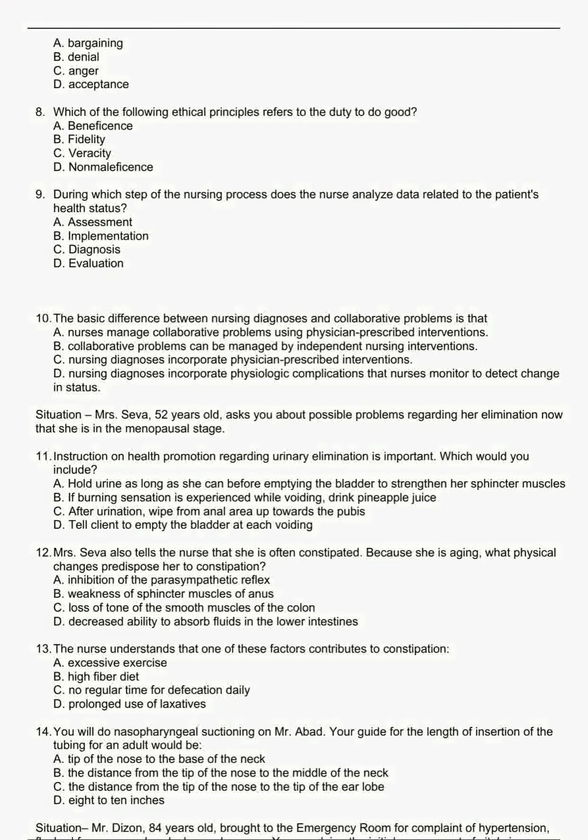14. You would do nasopharyngeal suctioning on Mr. Abad. Your guide for the length of insertion of the tubing for an adult would be: A. Tip of the nose to the base of the neck. B. The distance from the tip of the nose to the middle of the neck. C. The distance from the tip of the nose to the tip of the earlobe. D. 8 to 10 inches.